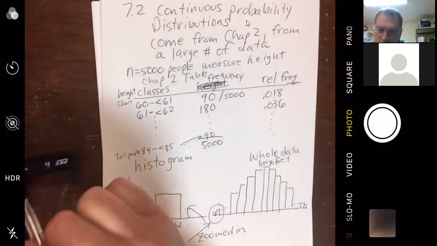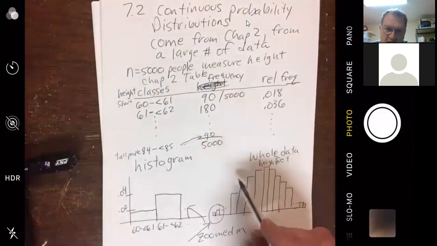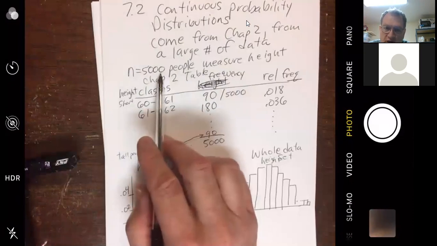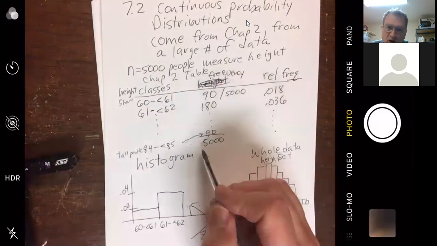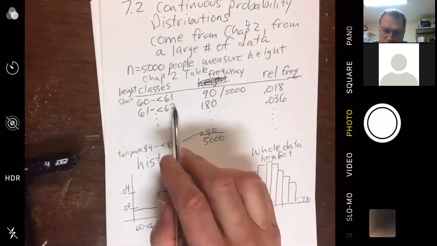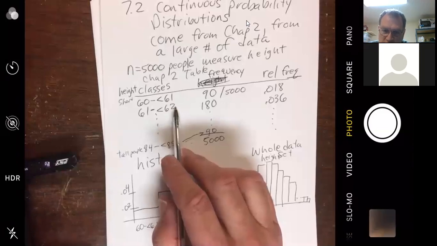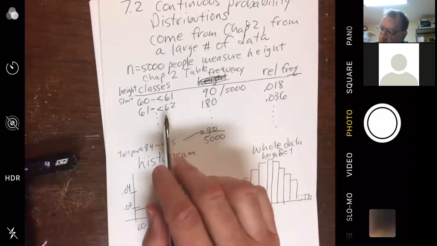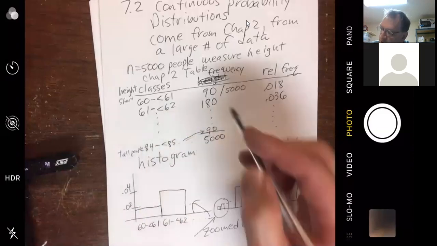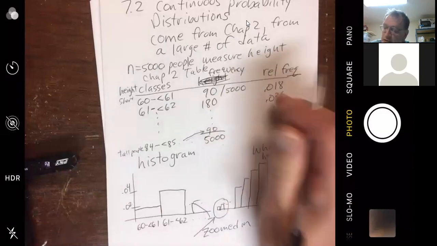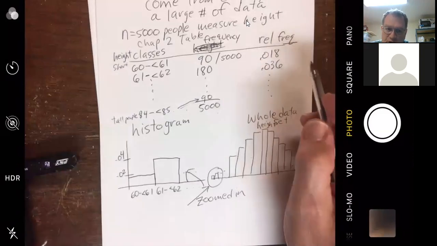And because it's so large, I really don't want to take the time to copy it all down. 5,000 people is very large. I don't want to put in all the categories. So I'm just trying to show examples of the first couple of rows right out of chapter 2. There were 90 people in this interval, 180 people in this interval, maybe 90 people in this one. When I divided each one by the total, I got these relative frequencies. Do you remember drawing histograms out of chapter 2?